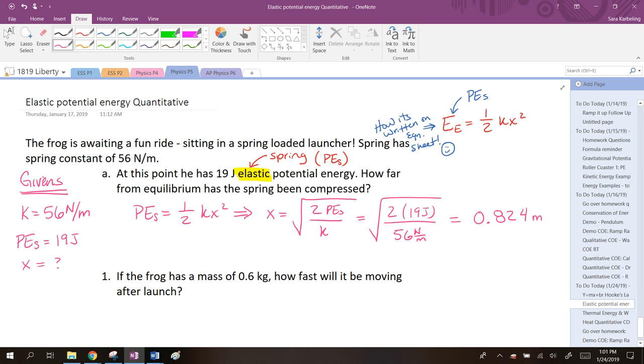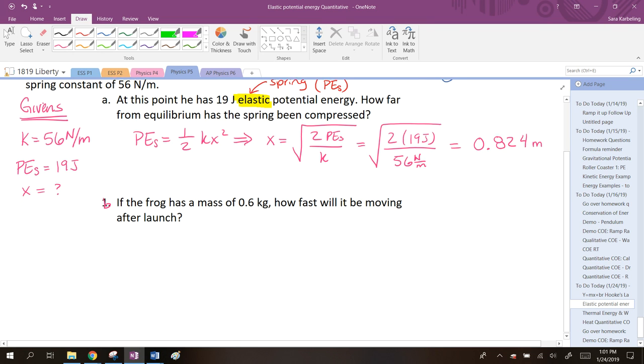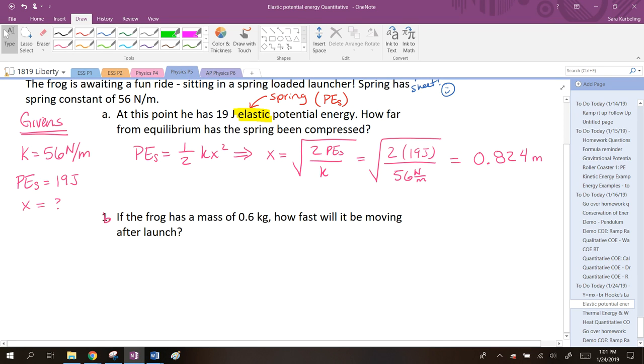Part of the reason I like this problem and part of the reason I don't change these numbers is so that you think about what this means. This is a pretty big launcher. If you're thinking about a frog, that kind of makes sense. It's about the right size, right? But we're not talking about 0.82 centimeters. It's almost a meter. It's pretty big. This is supposed to be part B.